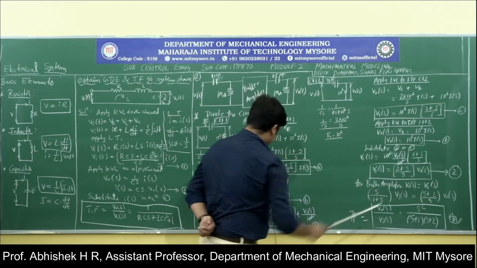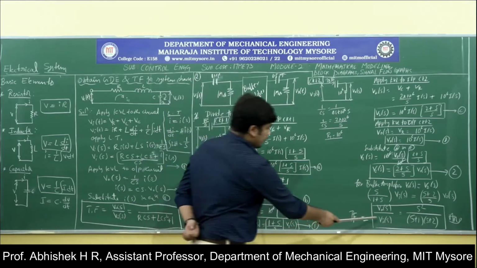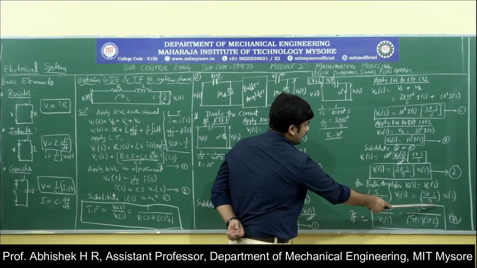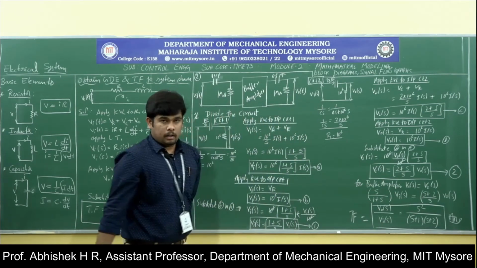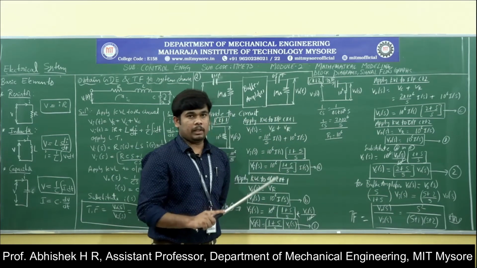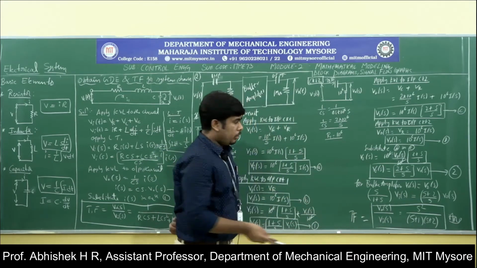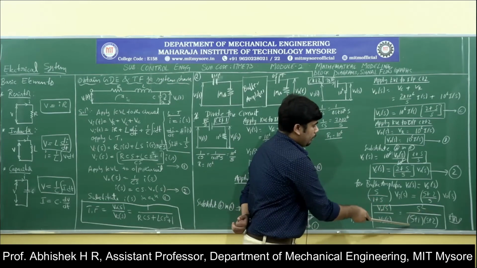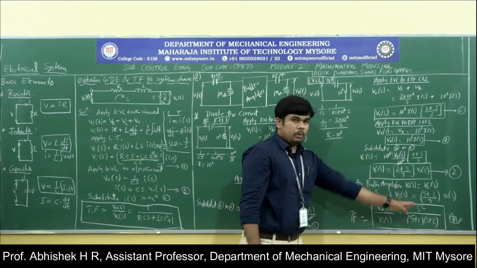What is V1 of S? V1 of S is Vi of S by (1 plus S) by S. So here I have written S by (1 plus S) into Vi of S. Similarly for V2 of S, (S plus 2) by S into V0 of S. The required parameter that we need to find out is the transfer function. Transfer function is nothing but output by input. So V0 of S by Vi of S is equal to S square by (S plus 1) into (S plus 2), which you will get once you simplify this.